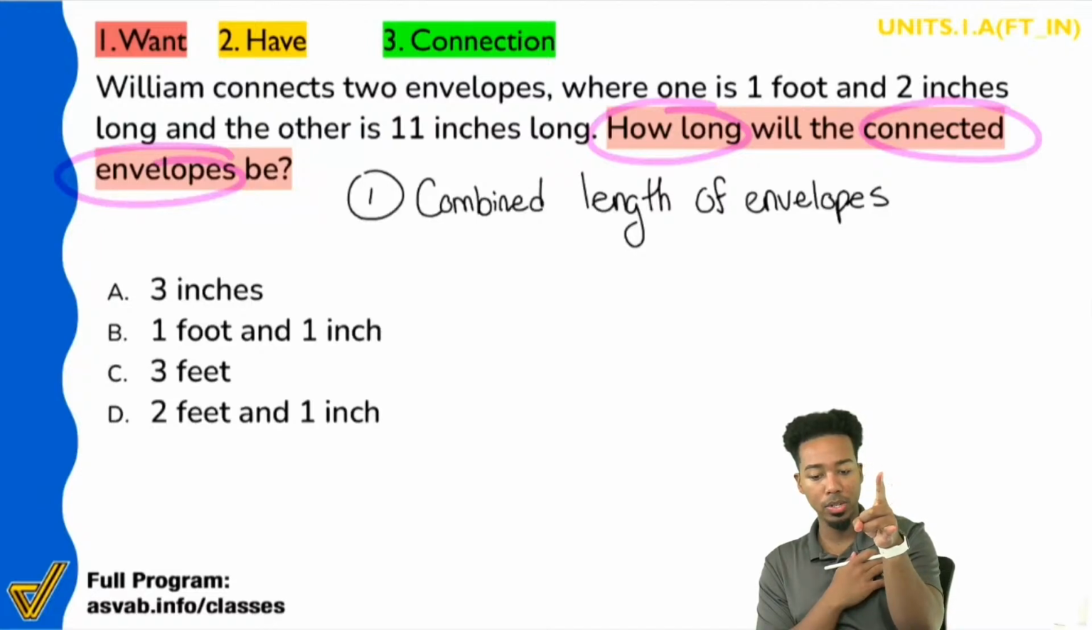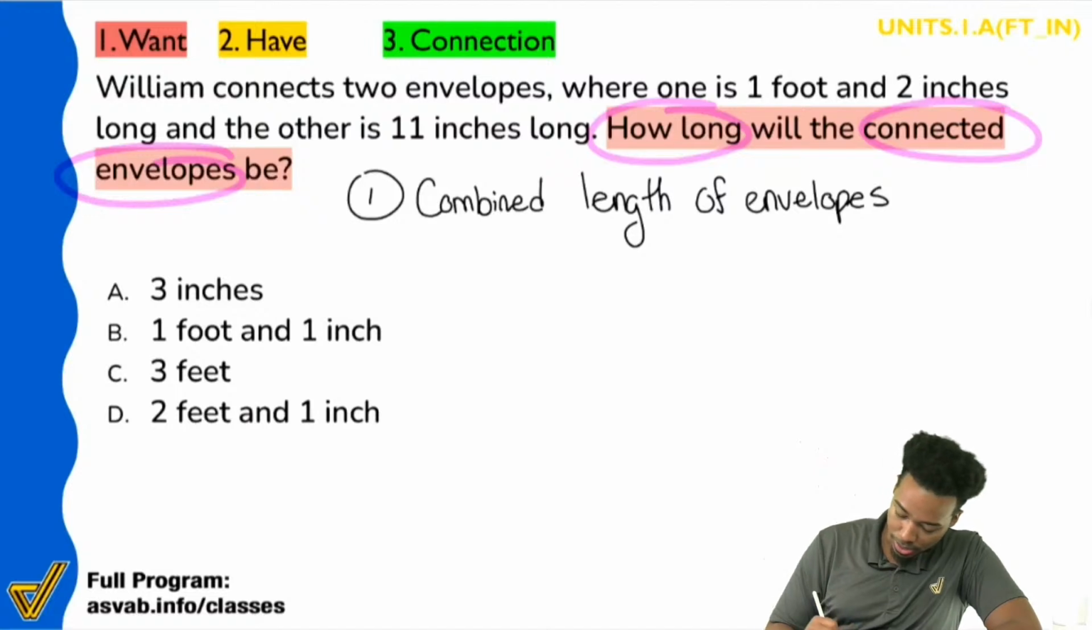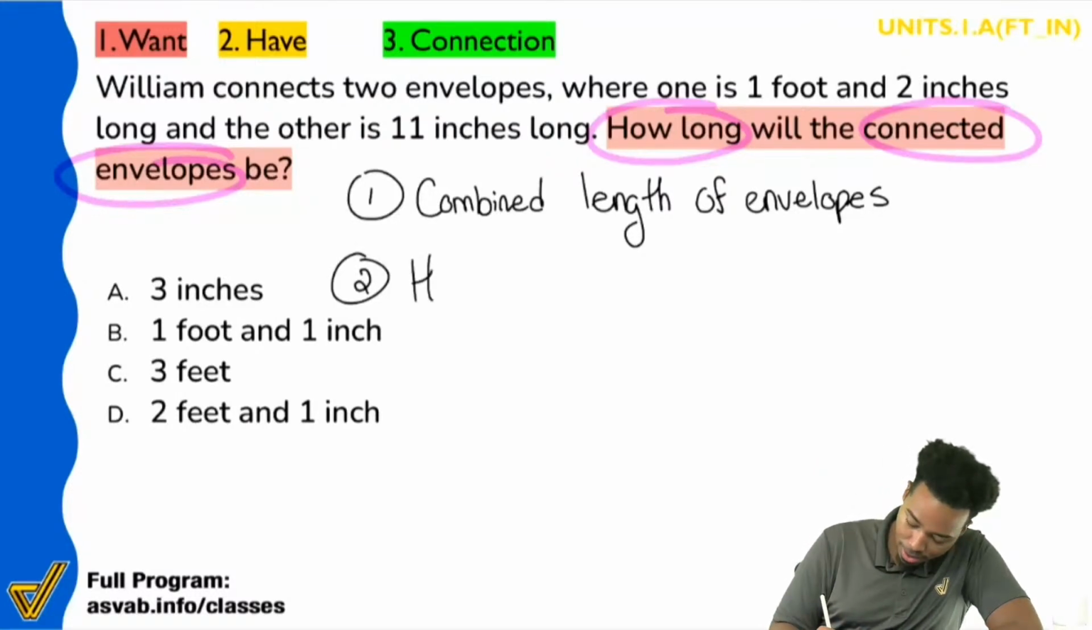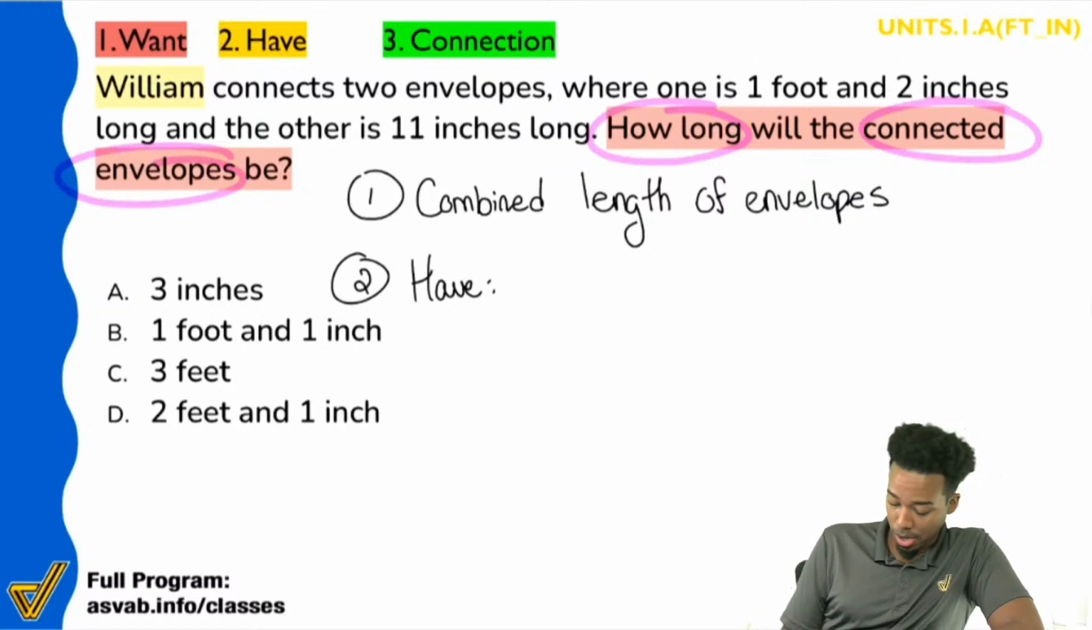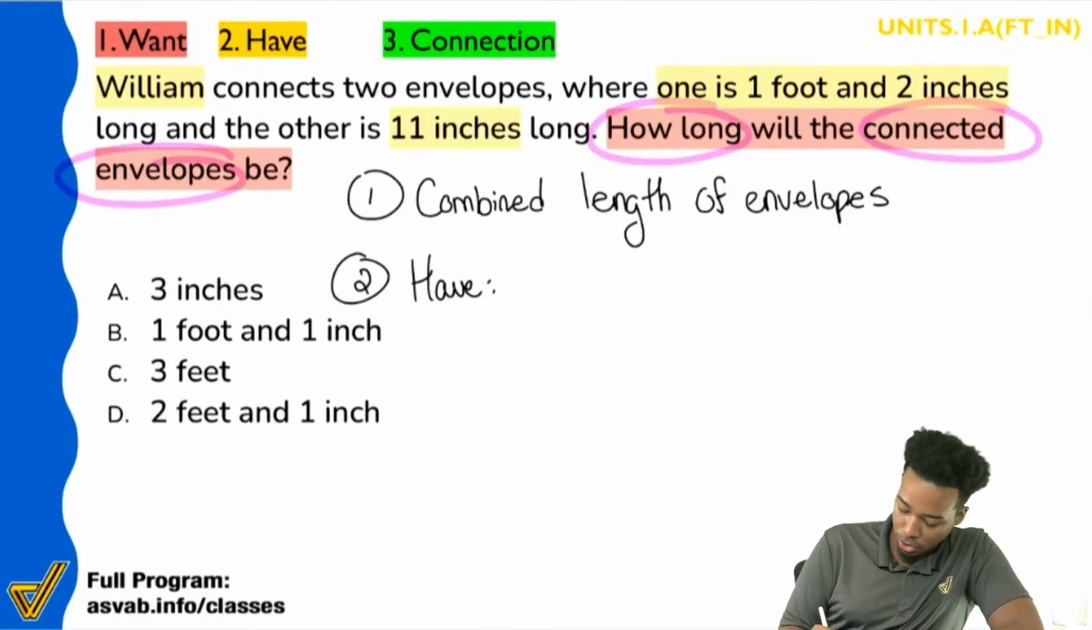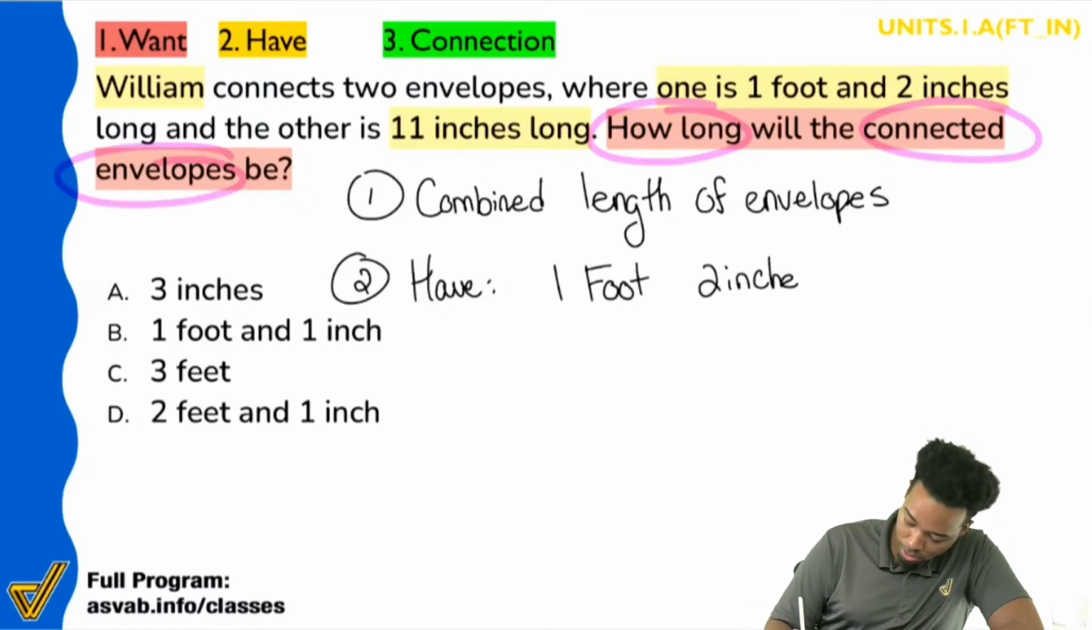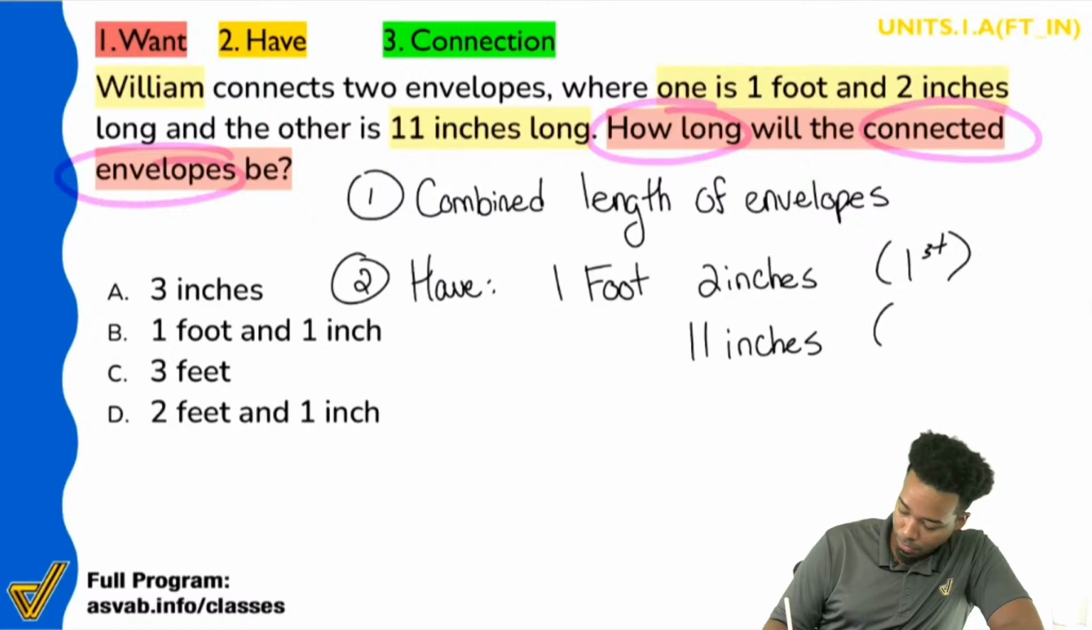Cool. So up next, let's take a second and look at the information. What does the information say? Step 2, what do we have? We have over here William, our buddy Bill, says he has 2 envelopes. One of them is 1 foot 2 inches. The other one is 11 inches. So we need to take the 1 foot 2 inches. That's the first envelope. And then we have 11 inches for the second envelope. And we're trying to connect them.